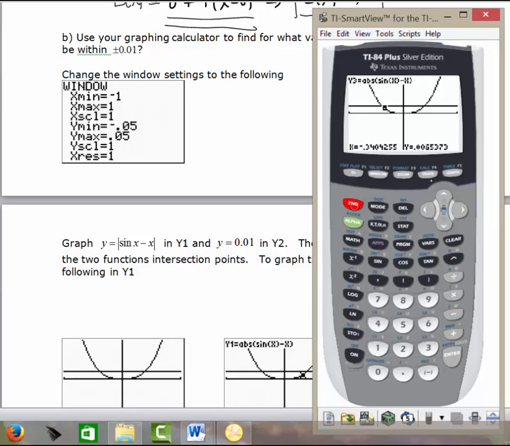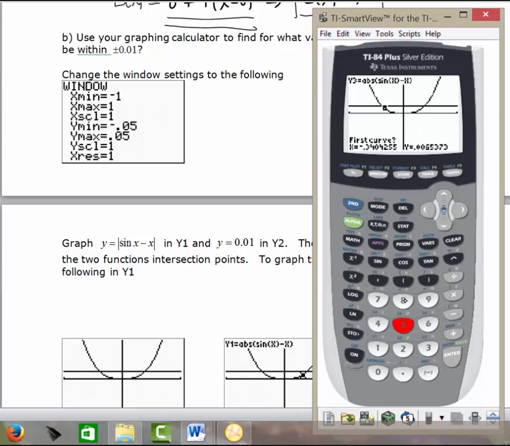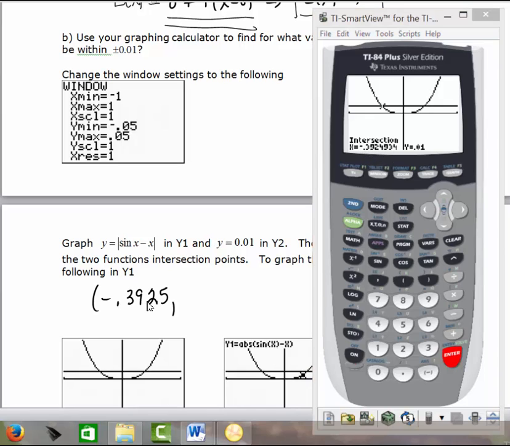So I'm going to hit second calculate, and we'll do intersect, option 5. Now it'll ask you for the first curve. You just hit enter. You're on the second curve. Hit enter. You do not have to make a guess. Just hit enter again, and the calculator will tell you the x value. I've got negative 0.39249. So we'll round that to 4 decimal places. I know I want to be within negative 0.3925 for my smallest value of x.